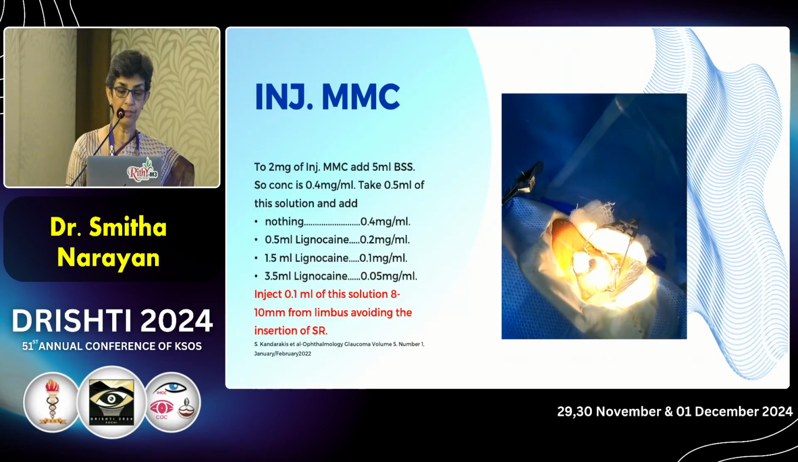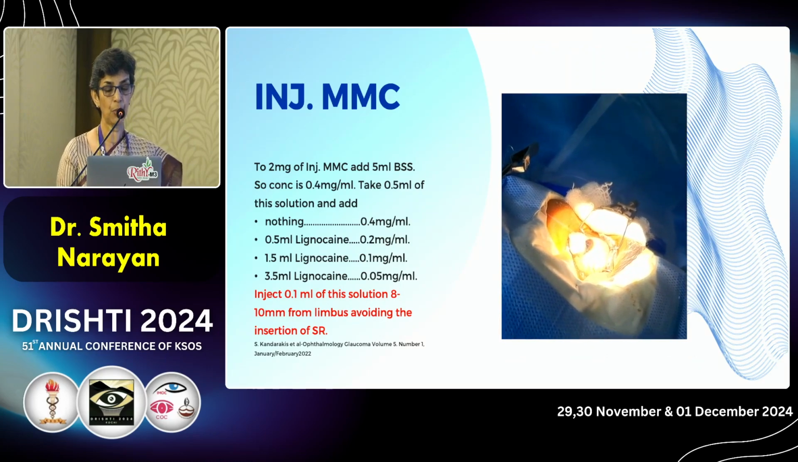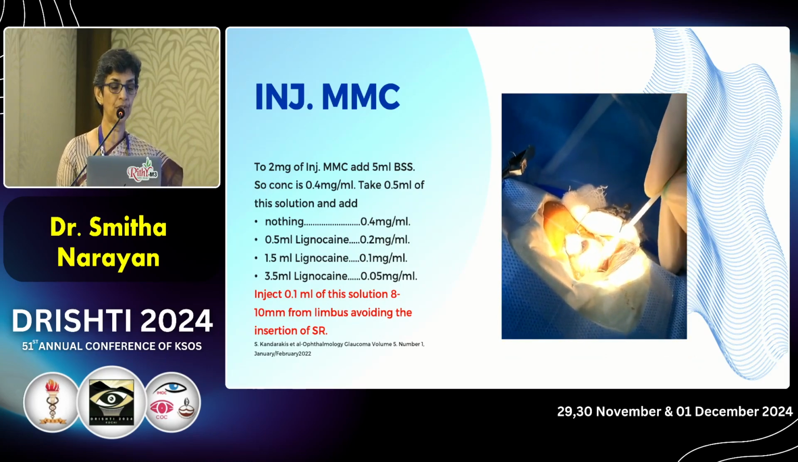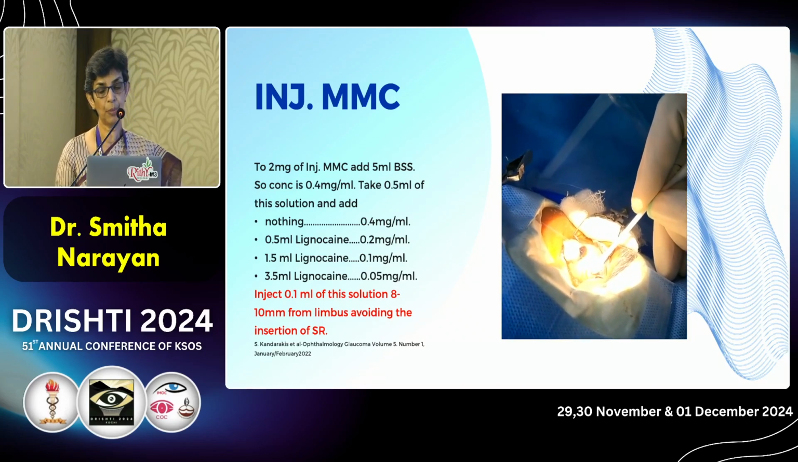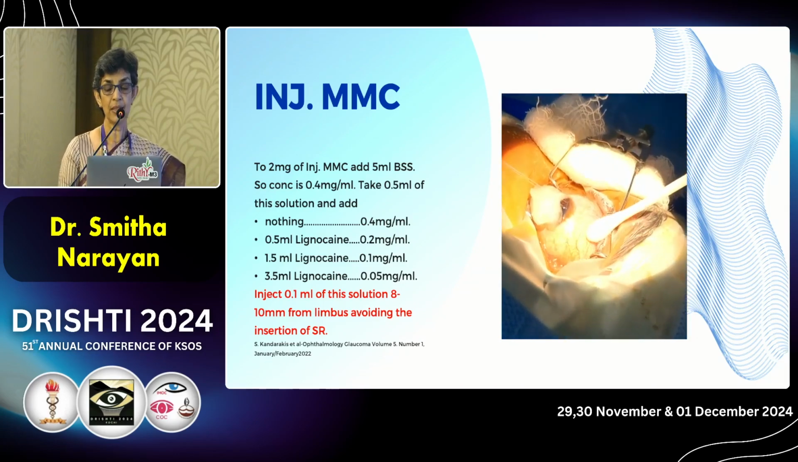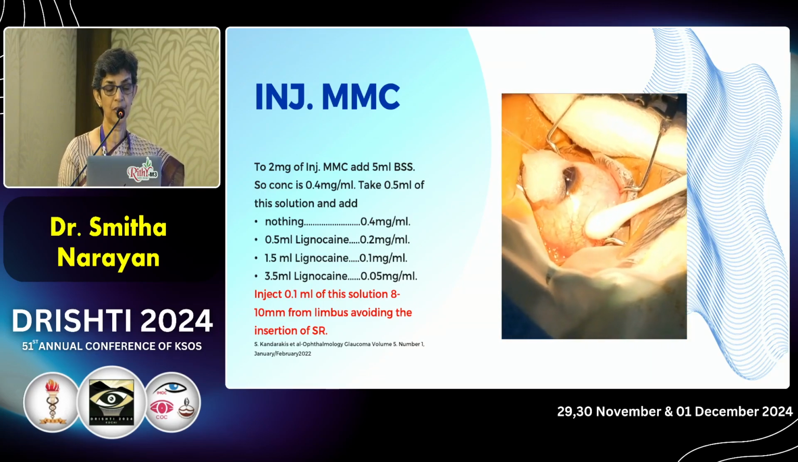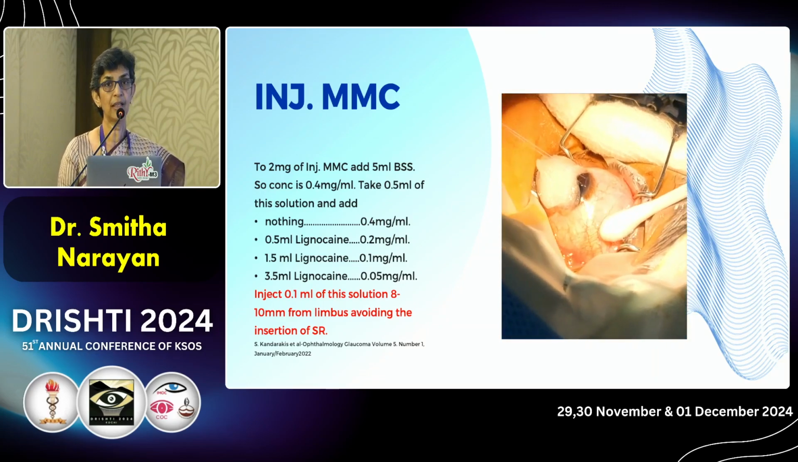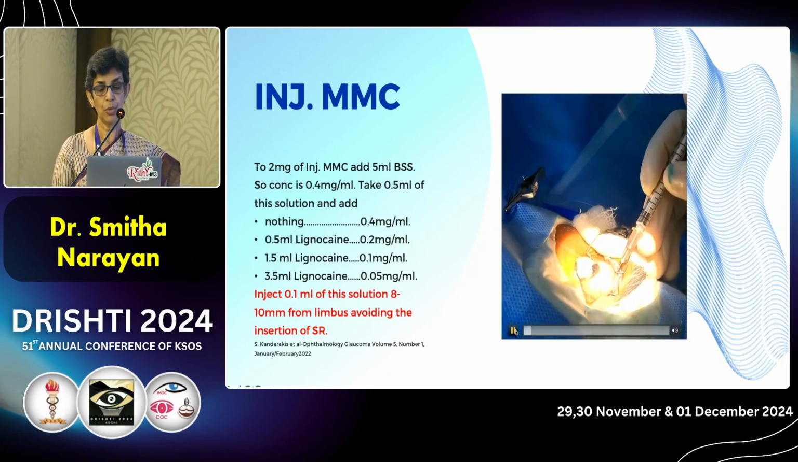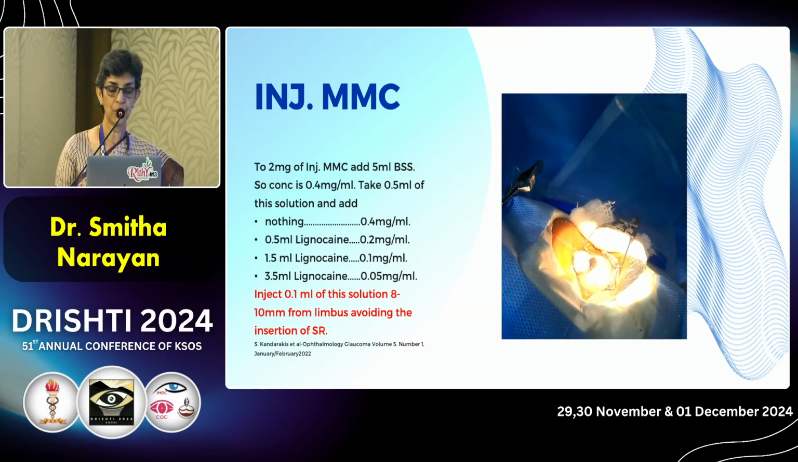I prefer to give an injection of mitomycin C, about 0.1 milliliter of whatever concentration I have shown here, depending upon the severity of glaucoma. It is given about 8 to 10 millimeters from the limbus, avoiding the insertion of the superior rectus. Then I use a bud to spread the mitomycin C towards and away from the limbus and towards the sides.